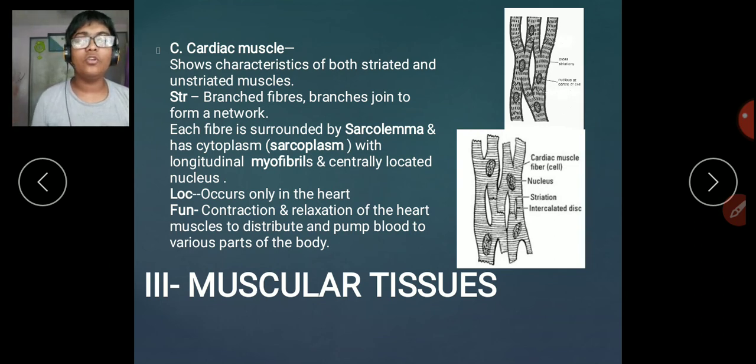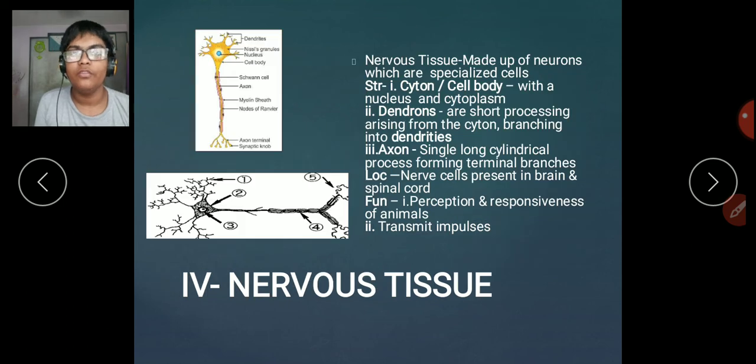The location is only in the heart, as I told. Its function is that it contracts and relaxes. The contraction and relaxation of the heart take place in the muscles to pump and distribute the blood to various parts of the body. We know in the circulatory system, when the heart contracts and relaxes, the blood in the heart is pumped out and circulates in the whole body. We'll learn about this in detail in the circulatory system, but I have just brushed up on it so that you can learn heart tissue.